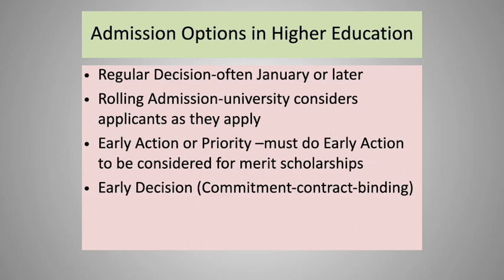Early action or priority is what I tell most students to do. Early action is tied directly with merit scholarships, and I will show you a couple of charts on merit scholarships here in a bit. So it depends on the school where that merit starts. Some schools might be a 3.0, some might be a 3.2, some might be a 3.5, and there may be others out there as well.